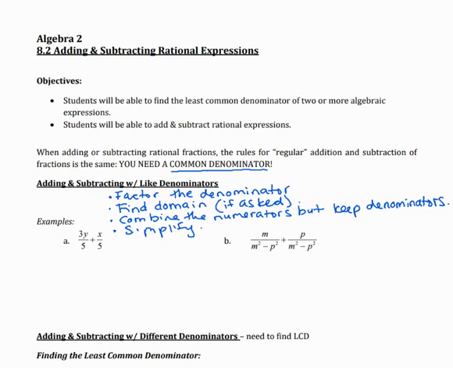So for the first one, we have 5s as our denominators, so there's nothing to factor. If I said find the domain, in this case, our domain is all real numbers, right? There's no excluded values. And so now that we have that same common denominator, we simply just combine the numerators. In this case, can I combine 3y and x? No, but I'll write it in standard form. So x plus 3y is my numerator, and then I keep my denominator of 5. And simply that's all I can do.